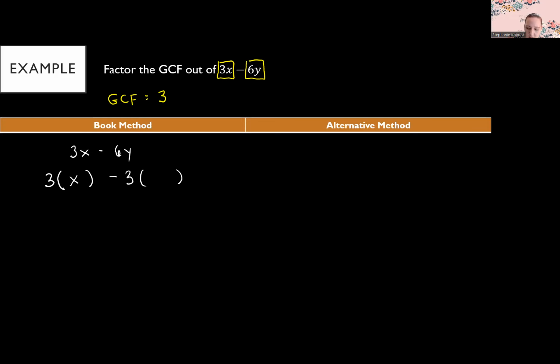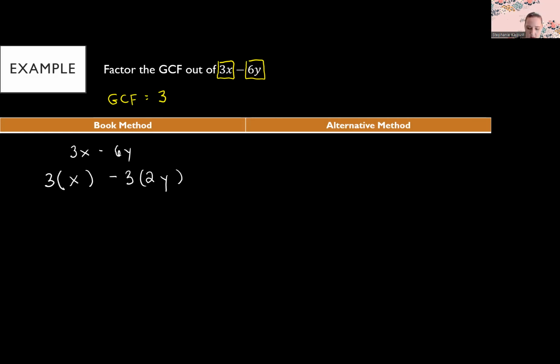The 6y, in order to get to 6, I have 3. So now I need to multiply it by 2 to get up to 6. And then I need to include the y in order to get the y in there. So you're writing it as multiplication. You're kind of taking that 3 and writing it separately. And then you have to kind of fill in the blank to see what do I need to get back up to what I started with.